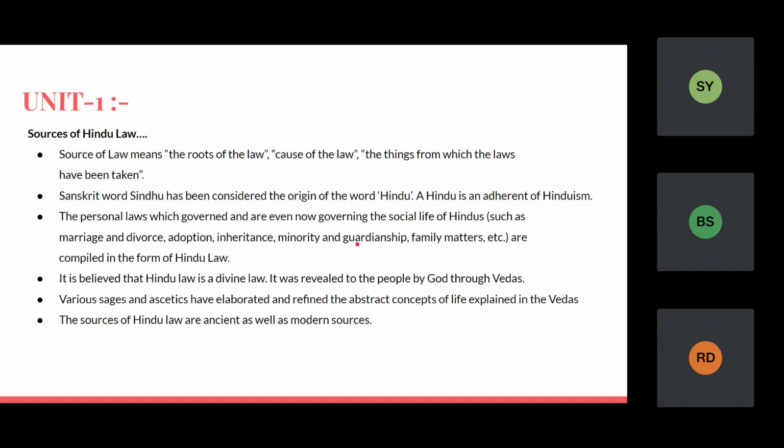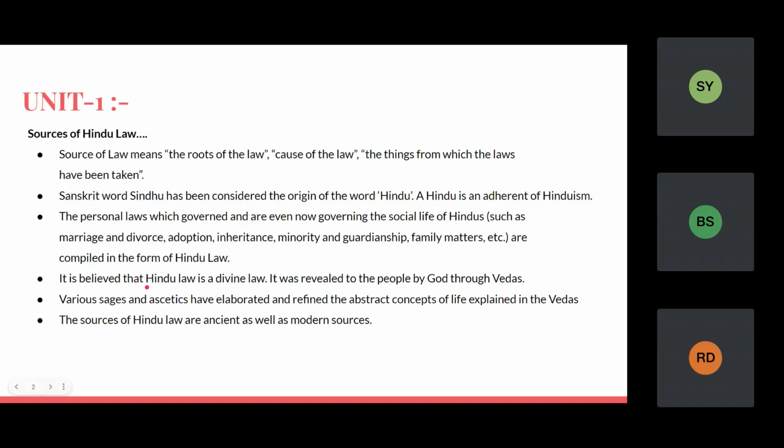Under Hindu law you find various laws pertaining to marriage, divorce, adoption, and so on and so forth. So there are acts such as the Hindu Marriage Act, then the Hindu Succession Act. All these things you are going to find in Hindu law.